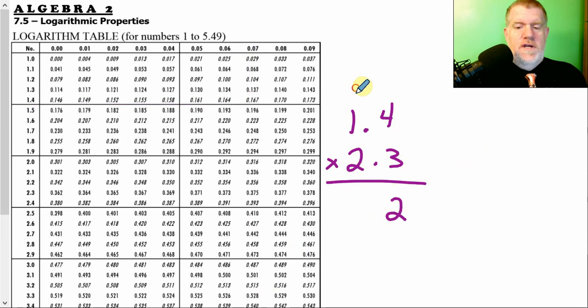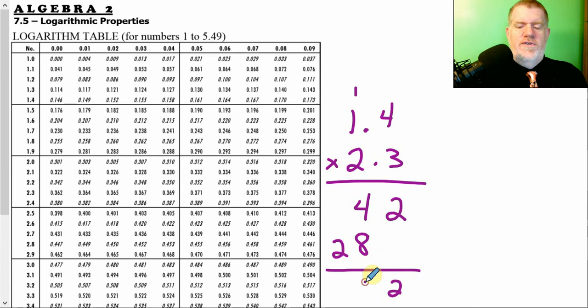3 times 4 is 12. Carry the 1. 3 times 1 is 3, and 1 is 4. 2 times 4 is 8. 2 times 1 is 2. Then we add. 2 plus 8 is 10... we get 3. We have 2 decimal places, so 1, 2. It's 3.22. Okay?